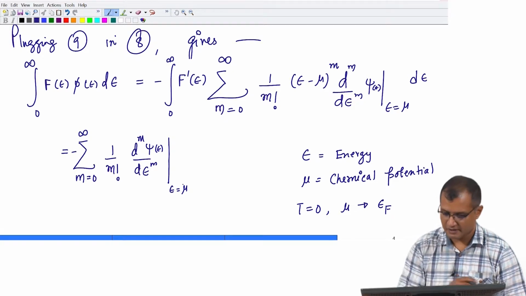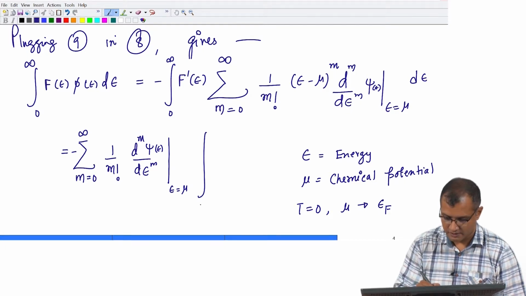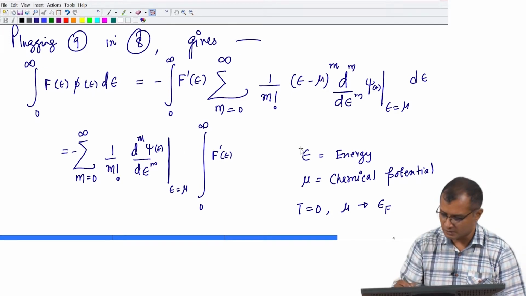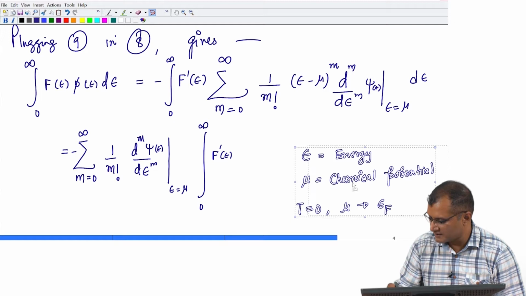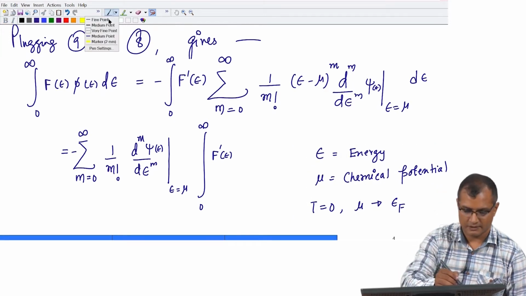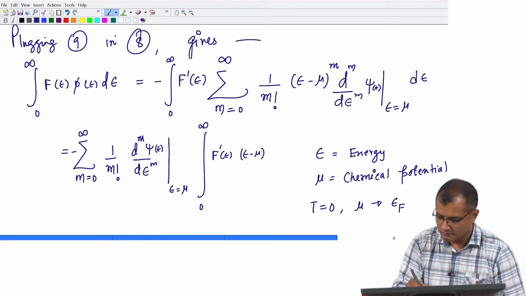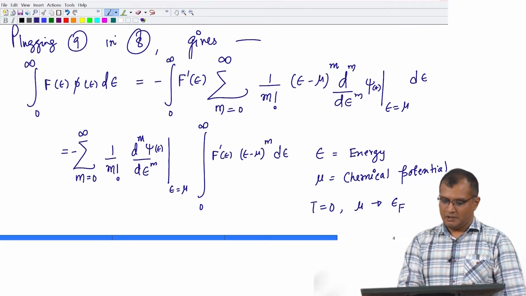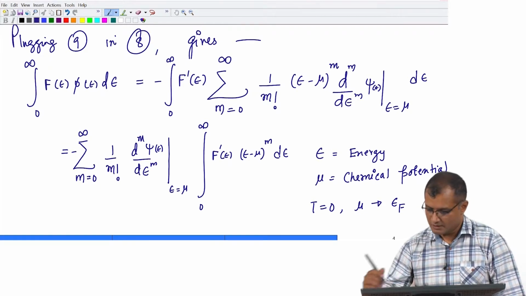This derivative is independent of E, and what I am left with is just the integral 0 to infinity f prime E into, let us move all this description to the right hand side because I need some space here, f prime E into E minus mu to the power m dE. Okay, I think I am not missing any terms here, fine.